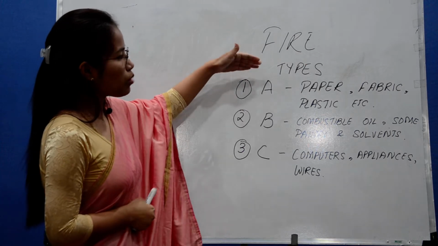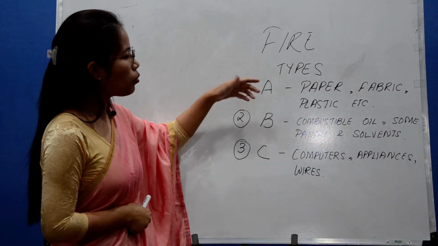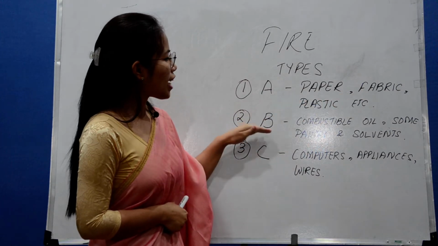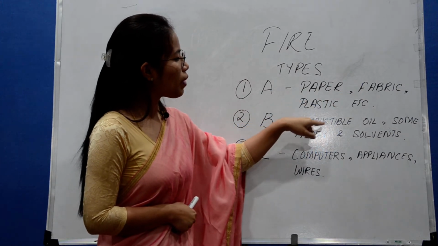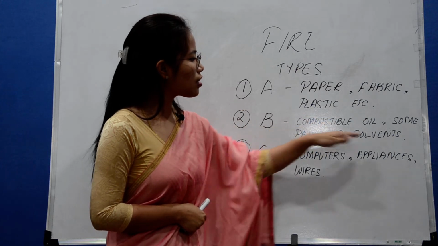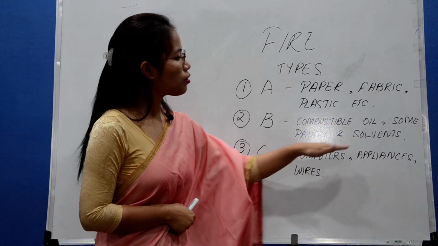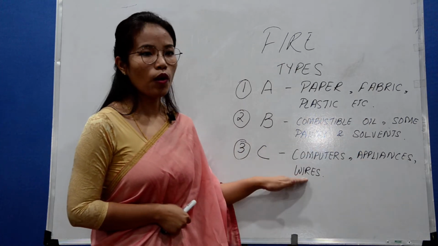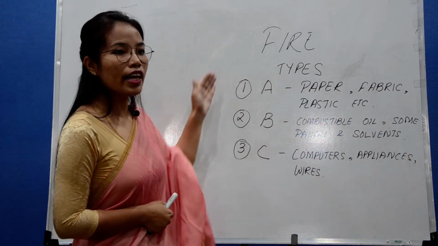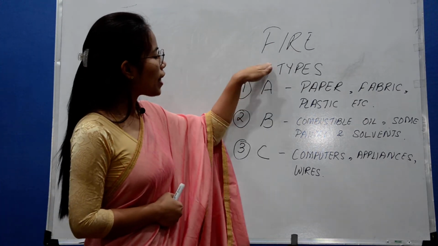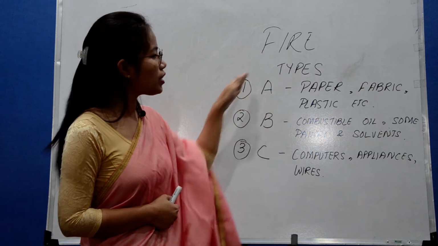So these are the types of fire. That is type A, which is of paper, fabric, plastic, etc. Type B, which is caused by combustible oils, paints and solvents. Type C, which is caused by computers, appliances and wires. So next, let's go to the types of extinguisher which will help you to extinguish these different types of fire.